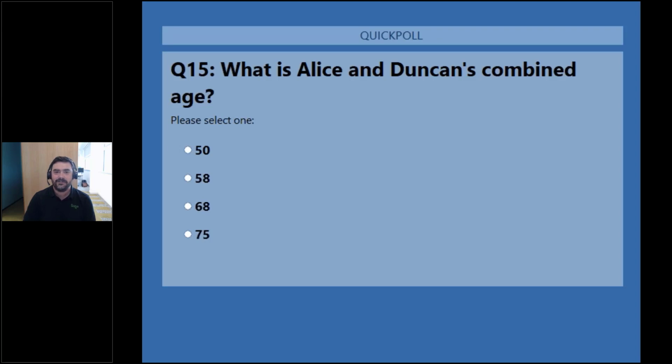I think we've taken a bit of a risk on this one, but we'll see what you think. So last 10 seconds to have a guess at this one. What is our combined age? We're going to close that one down.